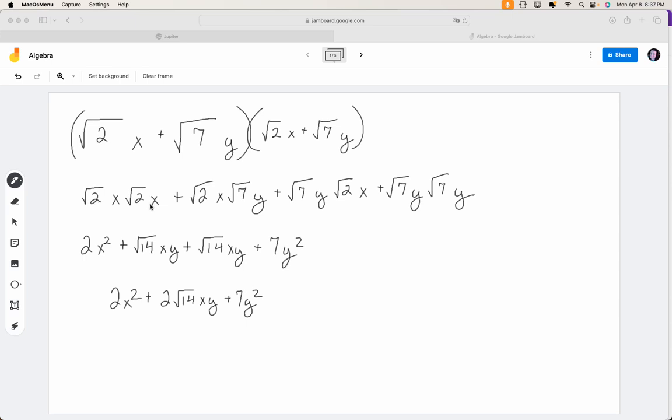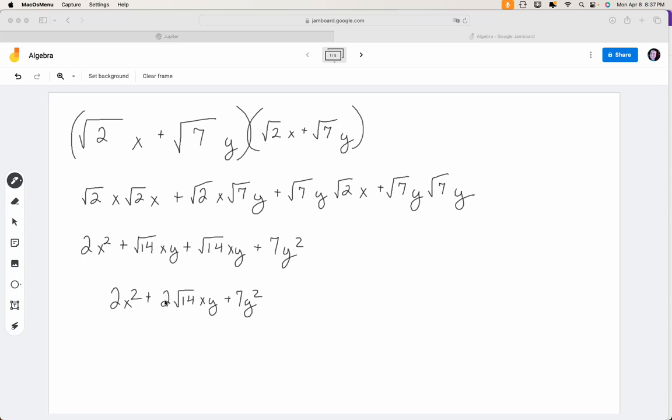So when you're multiplying, you've got square root of 2 times x times square root of 2 times x, which is what we have here, which gives us 2x squared. And then here we've got square root of 2 times x times square root of 7 times y, which will give us square root of 14xy. Same thing in the second one. It's square root of 7 times y times square root of 2 times x, which would give us square root of 14 times x times y.